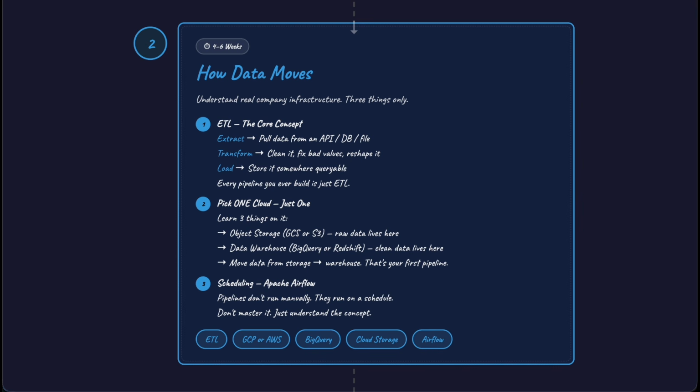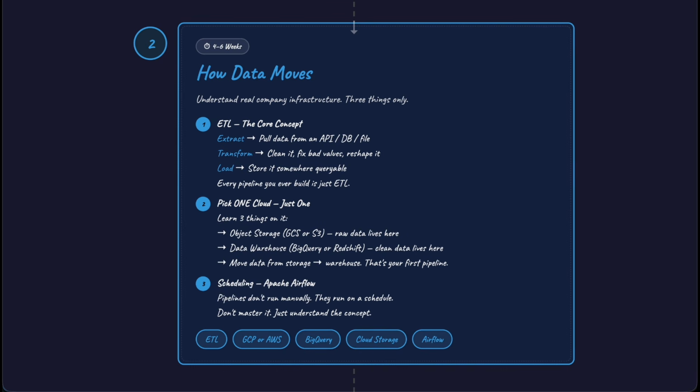So once you select which cloud platform you want to go with, the first thing you need to learn is object storage. It's basically where we store the data in the raw format, not in the transformed format, in the raw format. On GCP it's called Google Cloud Storage. On AWS it's S3 buckets. This is where our raw data sits.